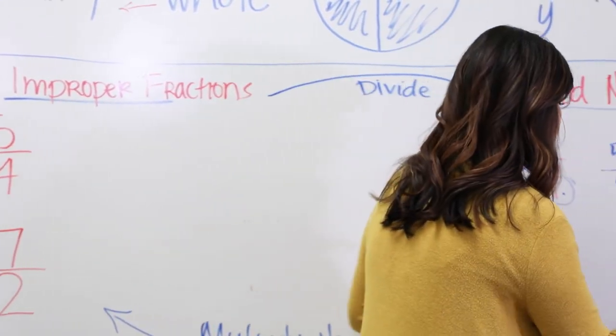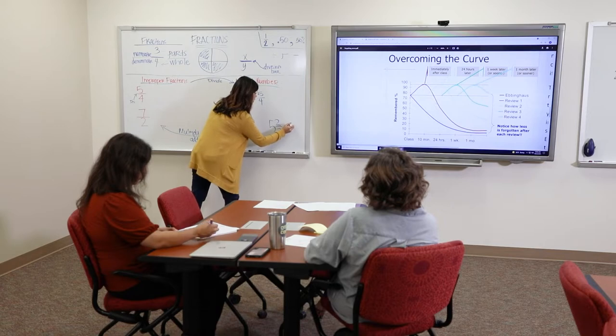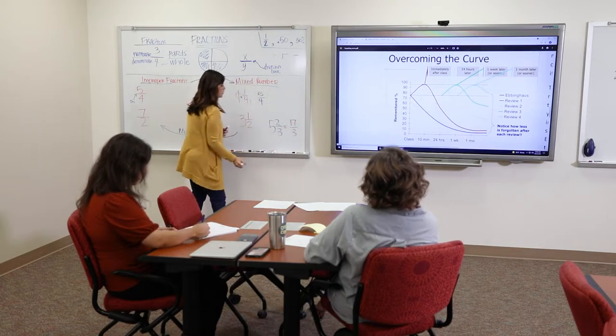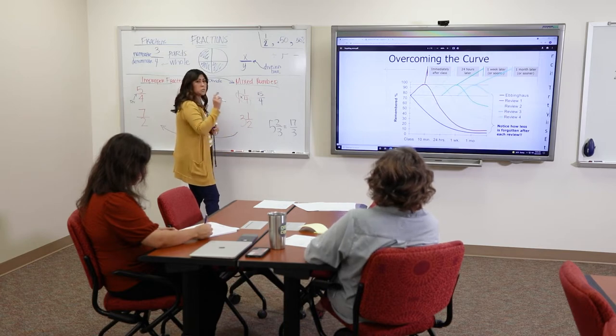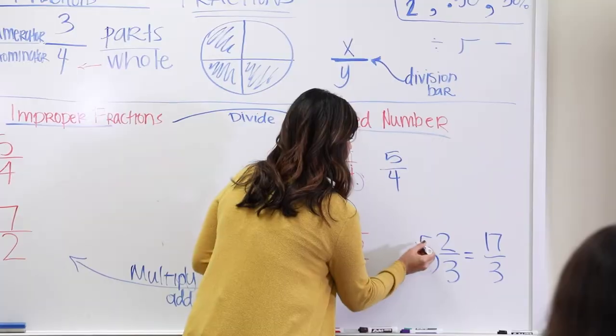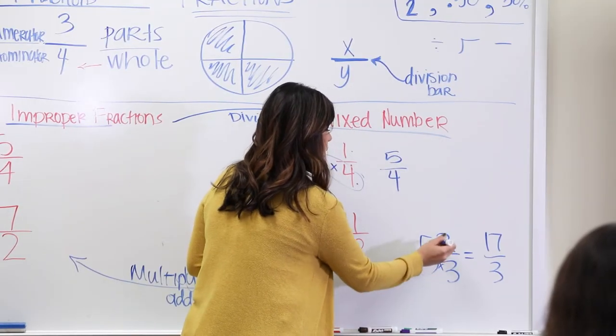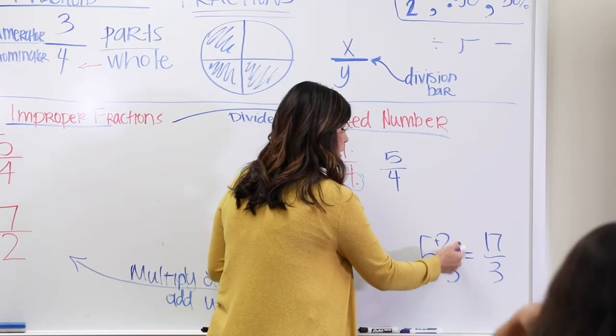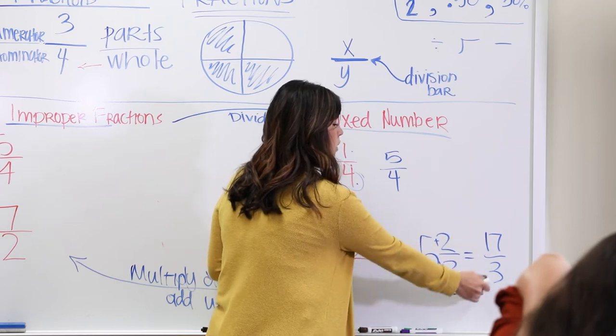So y'all said the answer was 17. What did y'all say? 17. How about I do math? 17 over 3. I'm being lazy. So what did you do to get this answer? 3 times 5. Okay, 3 times 5, plus the 2. All right. 3 times 5 is 15, plus 2 is 17, and there you go.